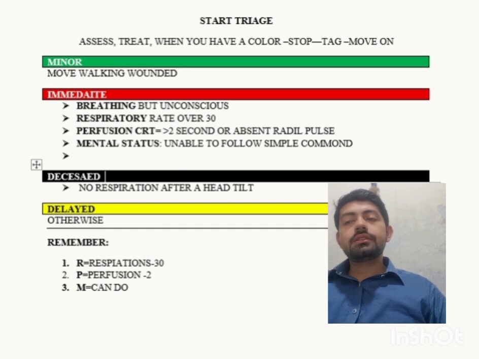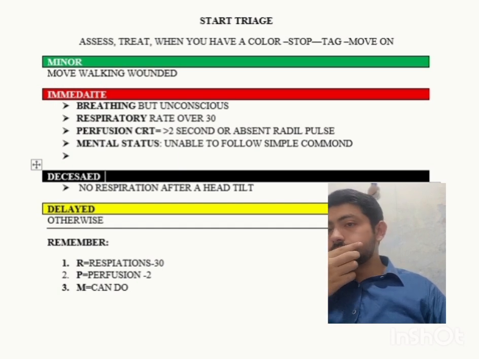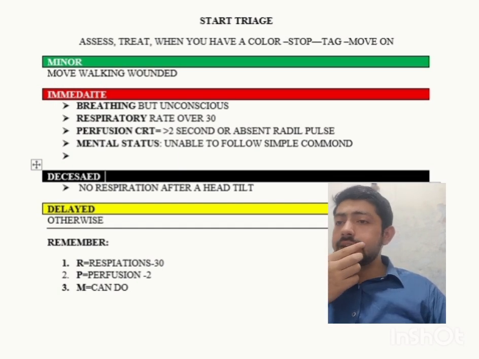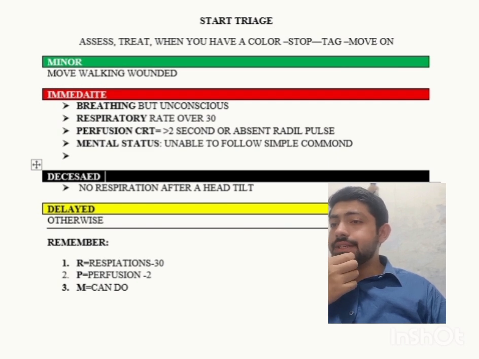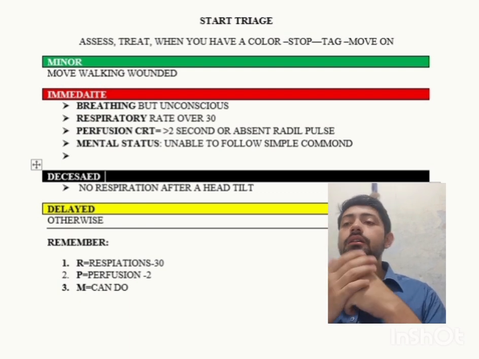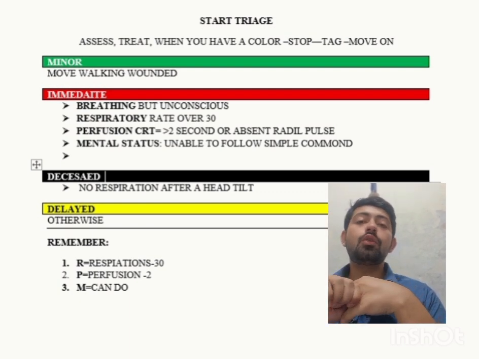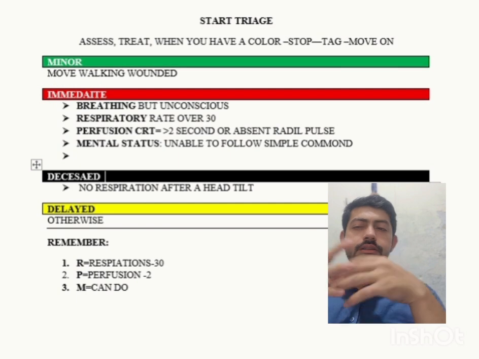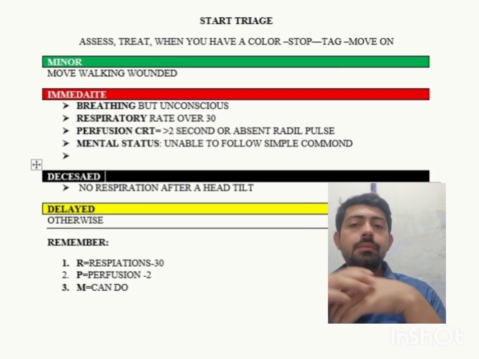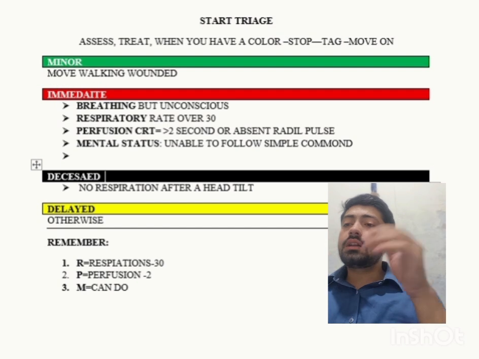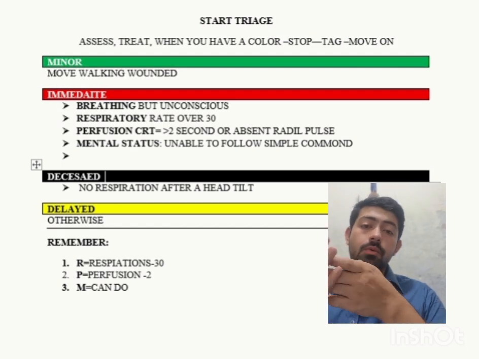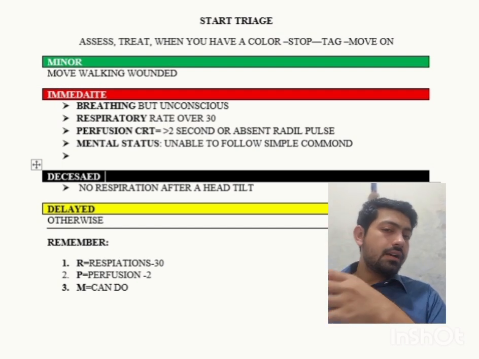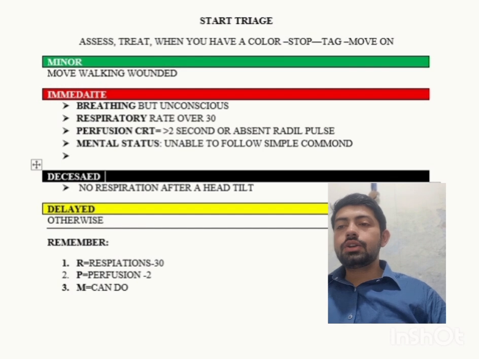The next is the black tag. Black tag patients are dead, or not breathing even after opening the airway. In a mass casualty incident, CPR is usually not performed because time and rescuers must focus on patients who have a better chance of survival. So we need to prioritize the patients.